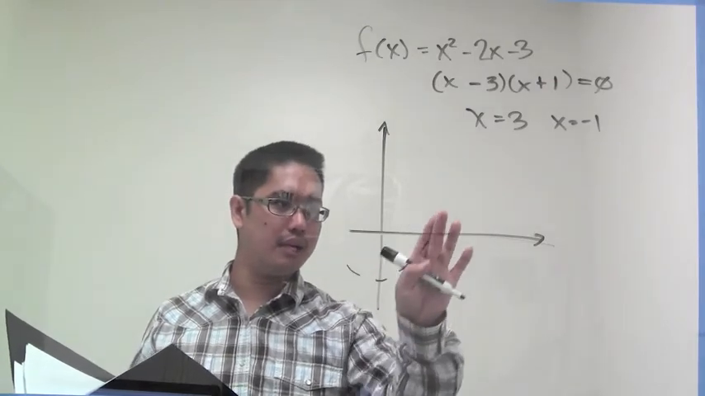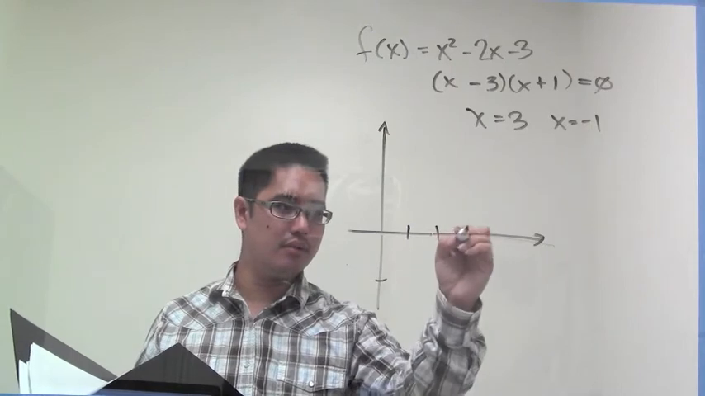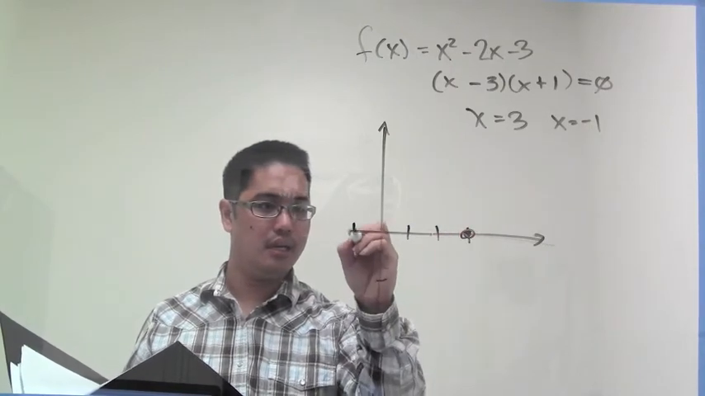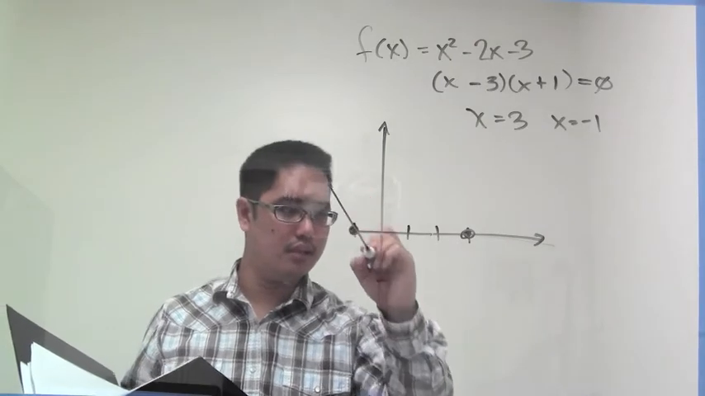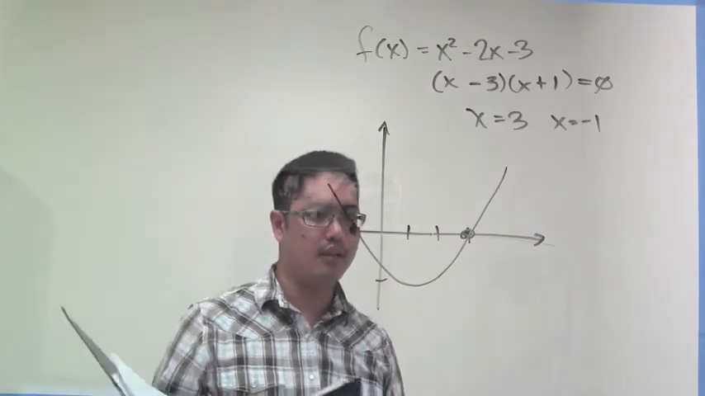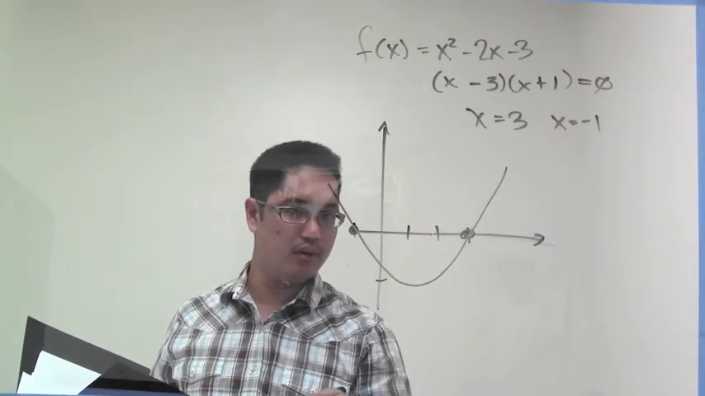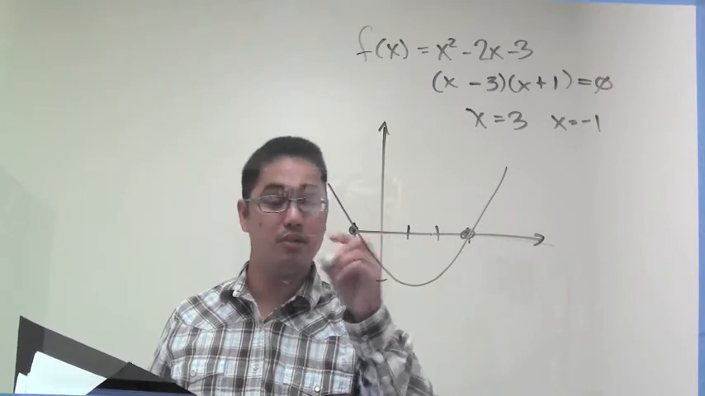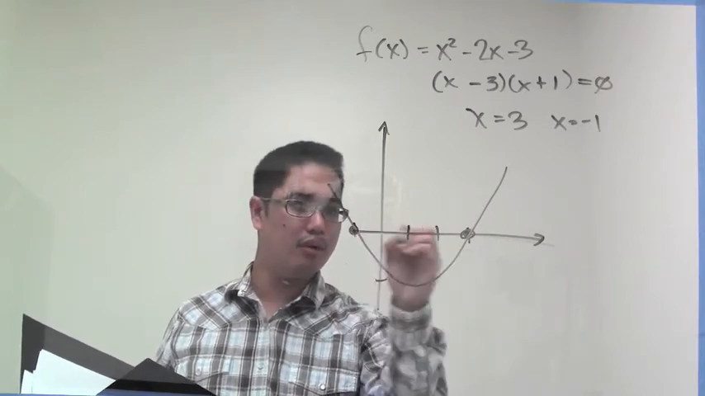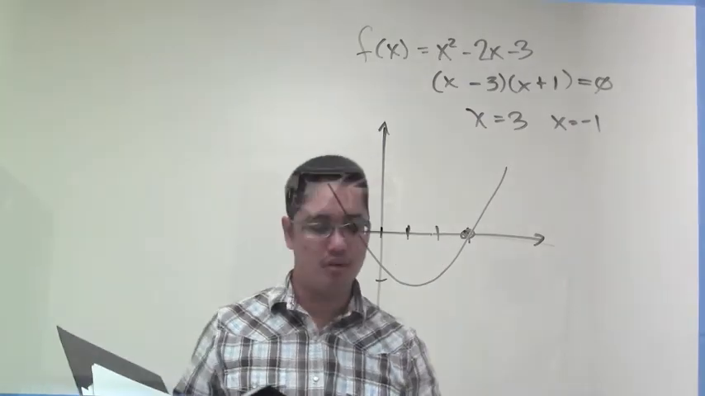So really my graph looks like it crosses at 3 and -1, and I would say it looks something like this. Happy parabola crosses at 3 and -1. We're good. Where does it actually hit the vertex? Well, it's between 3 and -1. So here's -1, here's +3. So right in between is over here at +1, and we're good.